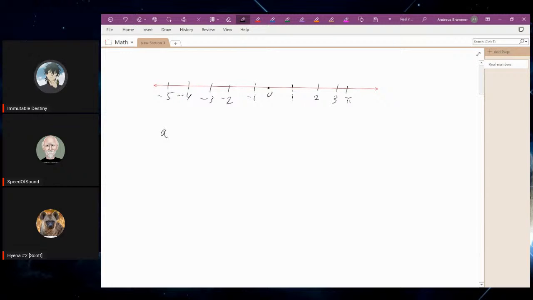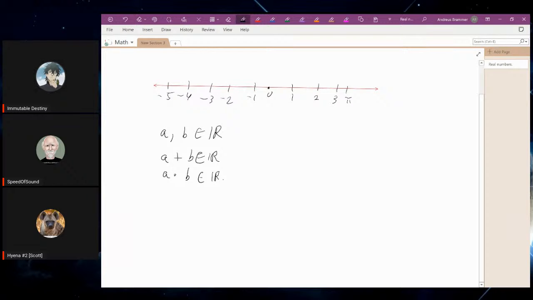So if you have A and B, which are elements of the real numbers, then A plus B is also in the real numbers. And A times B, that's a large B. And A times B is also an element of the real numbers.